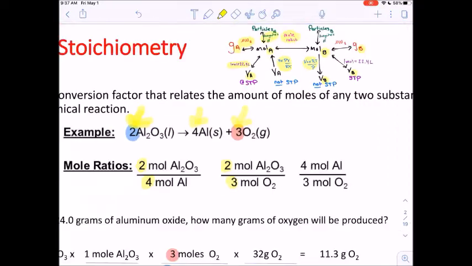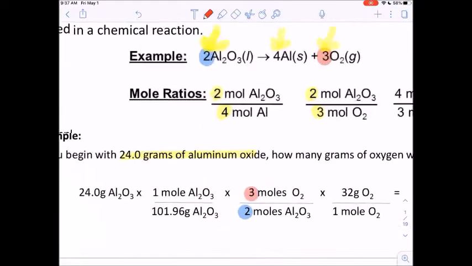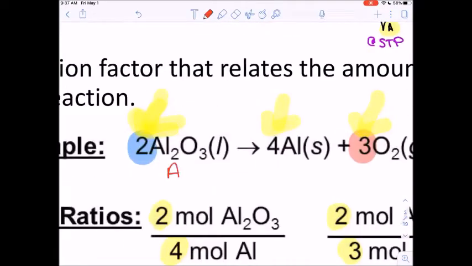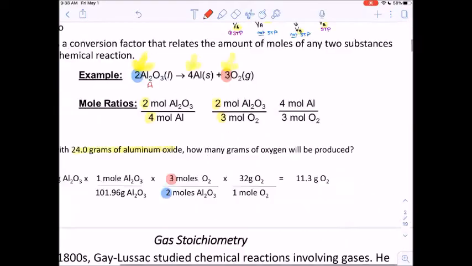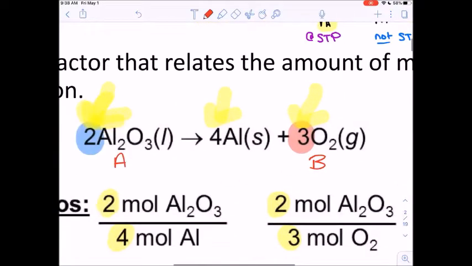So for example, a problem that we might have done with this would be if I had 24 grams of aluminum oxide, how many grams of oxygen would be produced? So aluminum oxide is going to be my A in this scenario. So look at my balanced equation. This is my A. And then how many grams of oxygen are produced? Oxygen is my B. So I'm going from grams of A to grams of B.